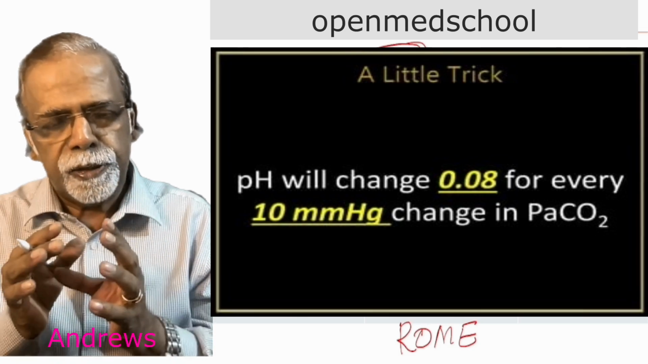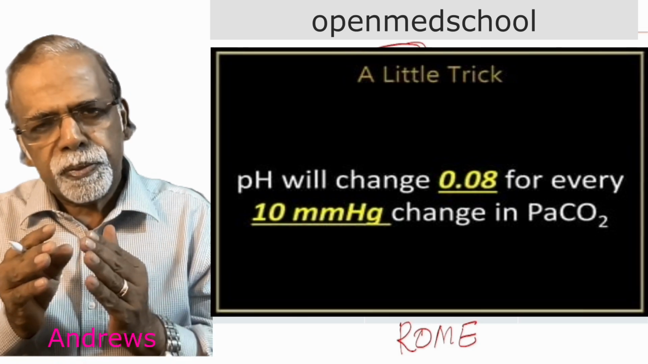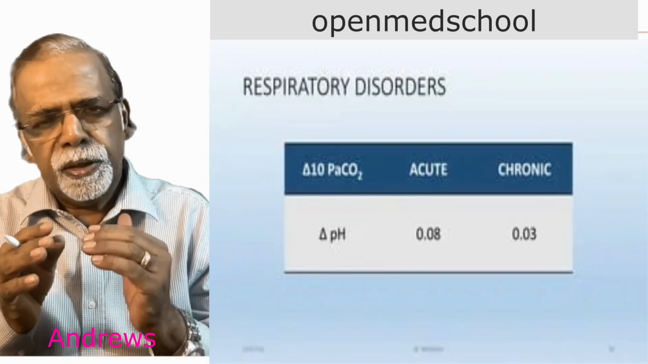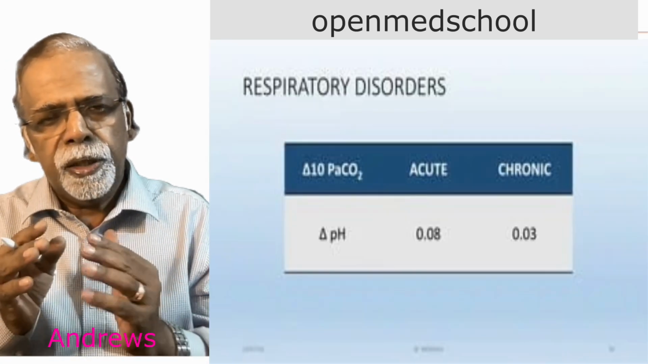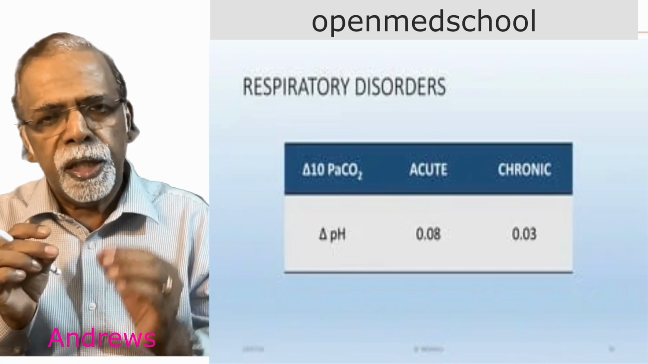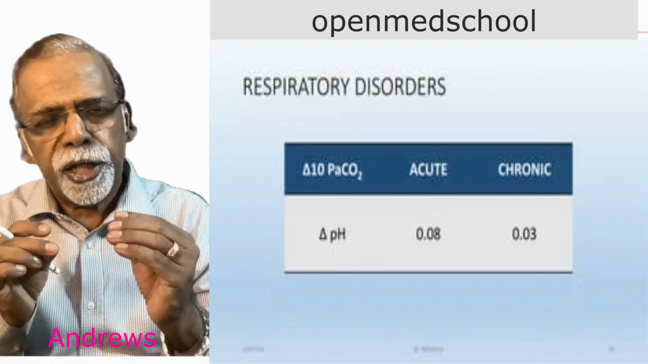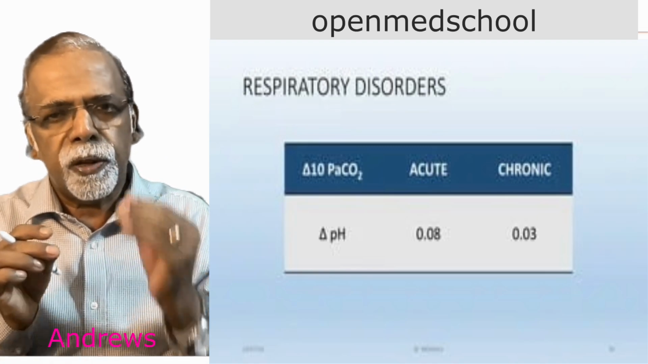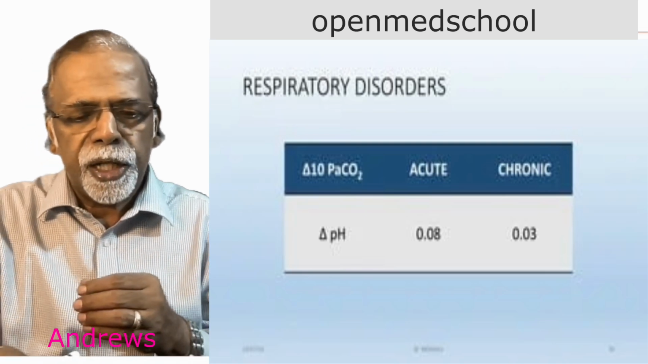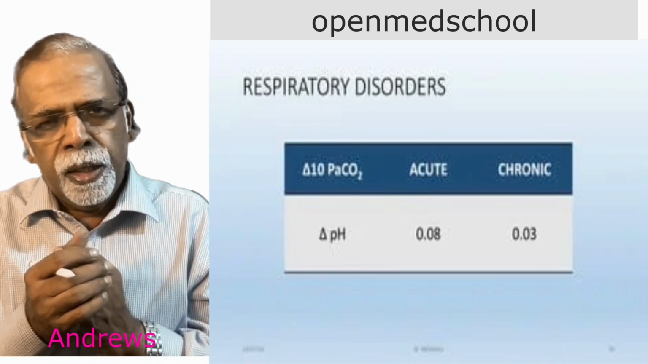For a chronic one, the change in pH is a little less, that is 0.03. So remember two numbers, 0.08 and 0.03. The change of pH will be 0.08 for acute respiratory disorder and 0.03 for chronic disorder. By looking at this, we can identify whether it is an acute one or a chronic one.